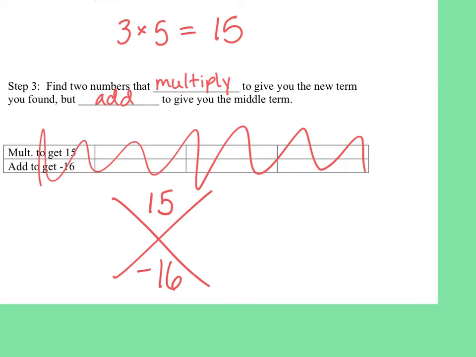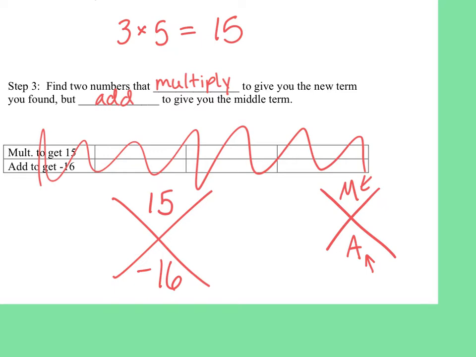Now, here's the kicker. This is the most important part of today. You need to find 2 numbers to go on the sides here: 2 numbers that will multiply to give you 15, but add to give you negative 16. And one thing I want you to do is out to the side, this little X, just as a mental note, I like to do this: M over A. Multiply to give me that top number, add to give me this bottom number.